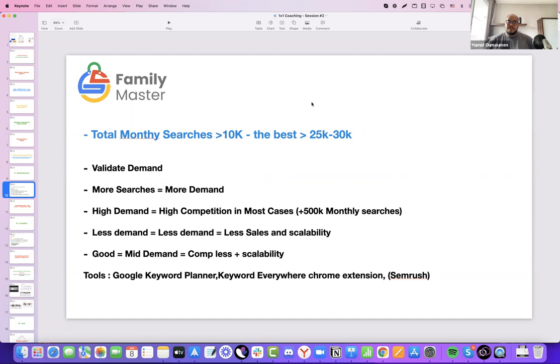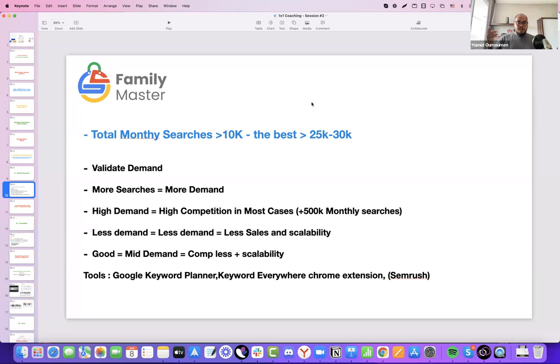In most cases, when we are talking about 500K monthly searches, it's a big demand. So high demand equals high competition. Less demand equals less competition and less scalability. So the best thing we are looking for when we are talking about monthly searches is medium demand. With medium demand, the competition is lower and the scalability is also good.